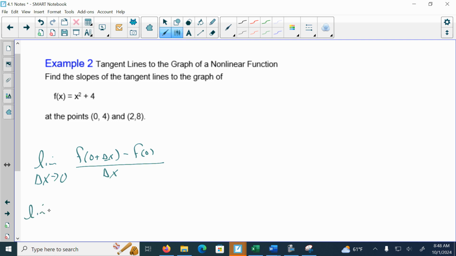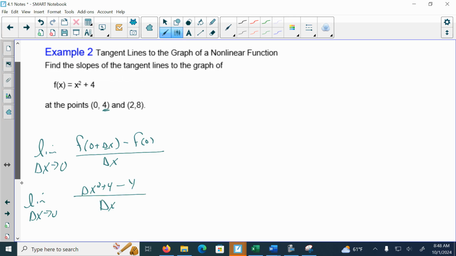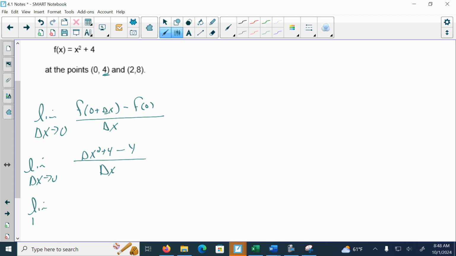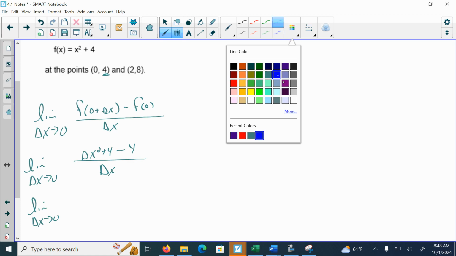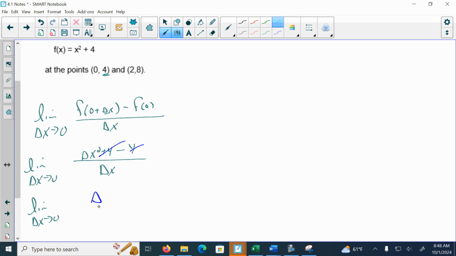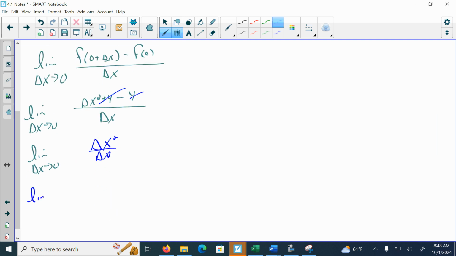So when I find the limit as delta x approaches 0, I'm going to have delta x squared plus 4 minus f of 0, which is this 4 here, all over delta x. Then I'm going to take the limit as delta x approaches 0, and the 4's will equal 0. And so I'm left with delta x squared over delta x. And remember, one of those delta x's will simplify. So I'm left with delta x over 1, or just delta x. And the last thing I'm going to do is substitute in the 0 for delta x.